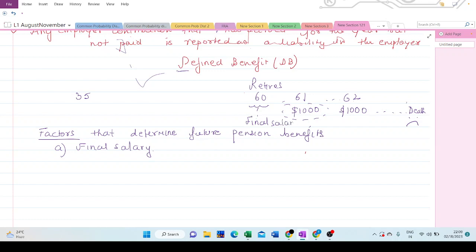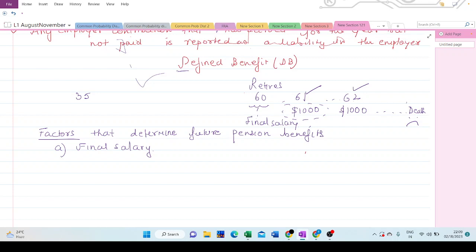At the end of the 60th year, when he turns 60, he'll receive his final salary, right? And from the 61st year, he'll start receiving pension. In our example, we have assumed that he'll receive a pension of $1,000 every year, starting 1 year after he retires. So the factors that determine future benefits start with the final salary.